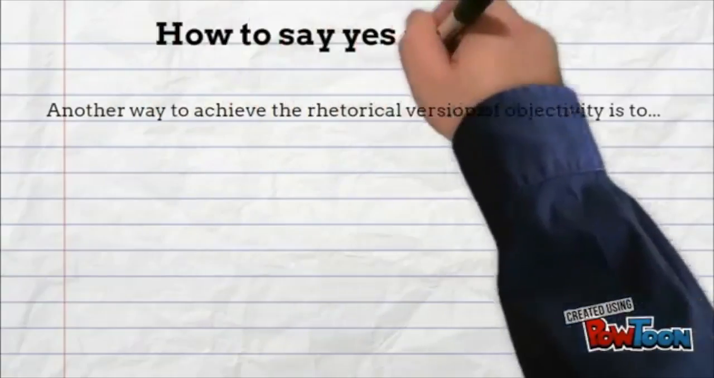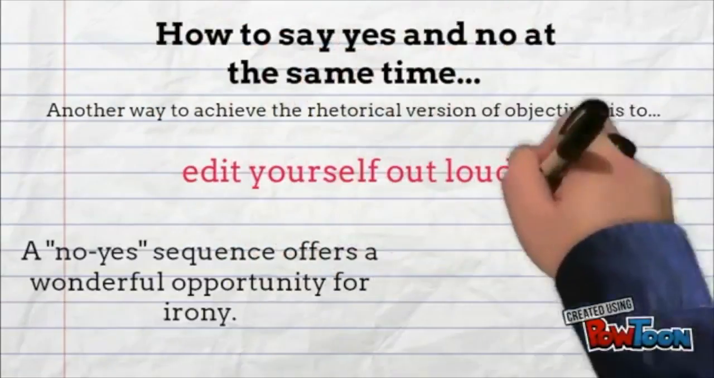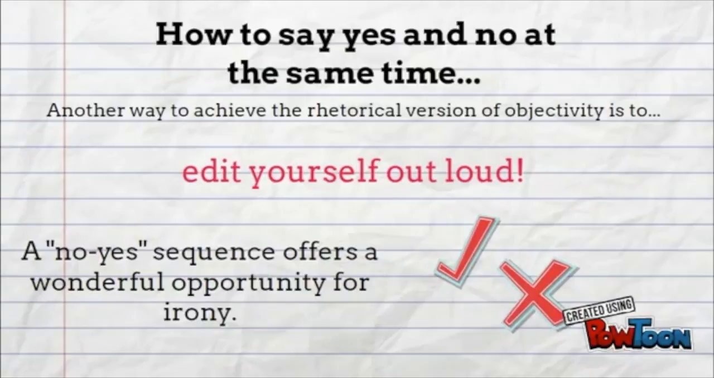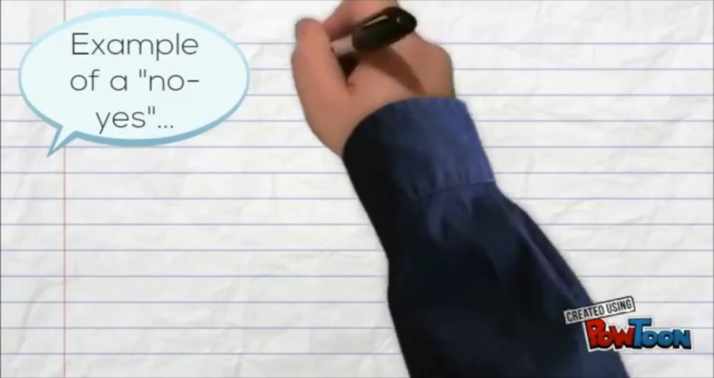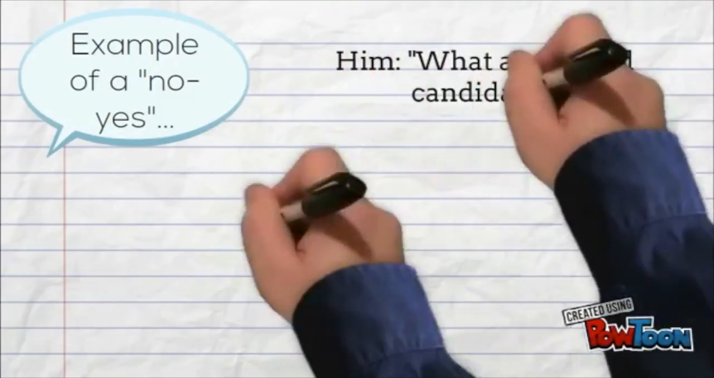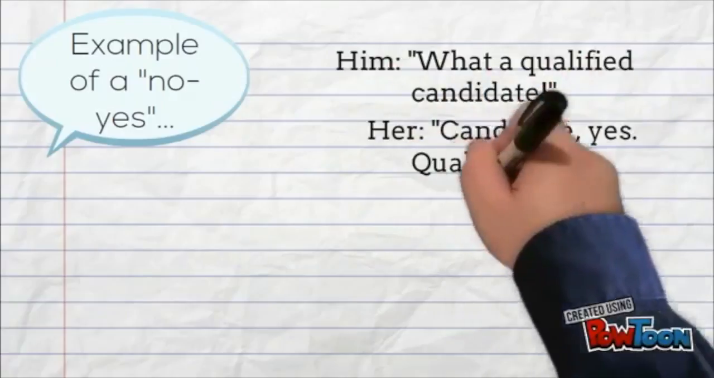An antithesis is particularly effective when it makes you sound objective. A version of objectivity is to edit yourself out loud or to use a no-yes sequence. Here is an example of a no-yes sequence. Him: what a qualified candidate. Her: candidate, yes; qualified, no.